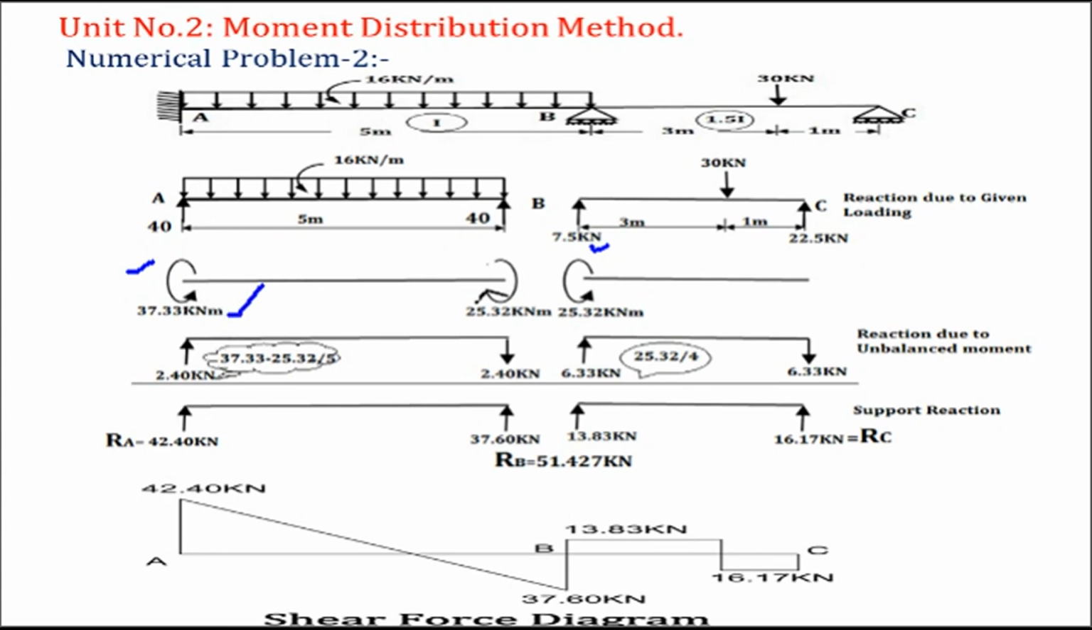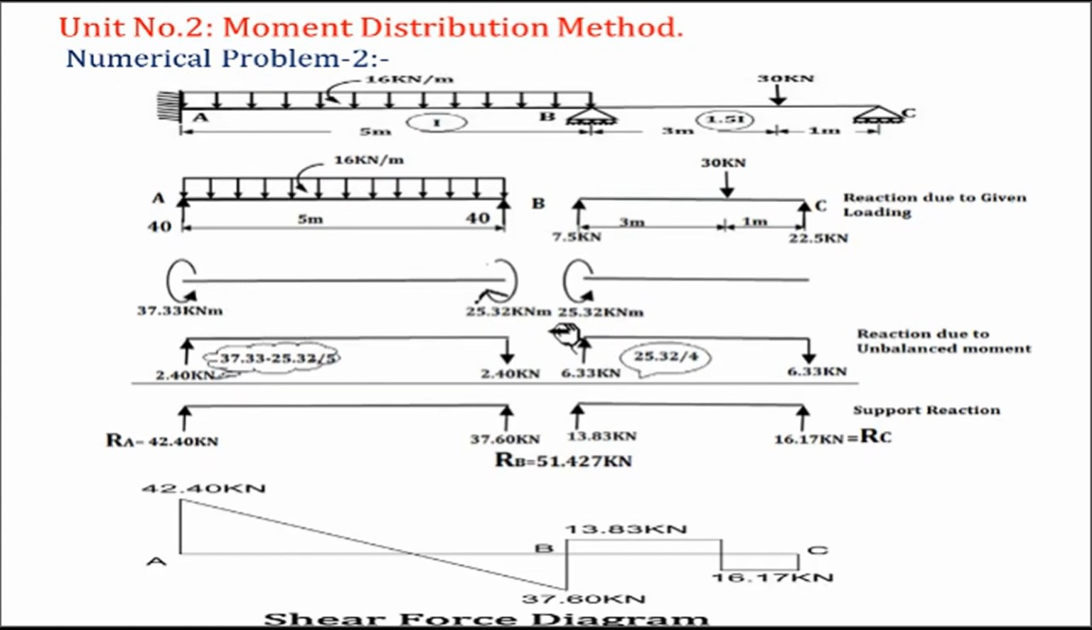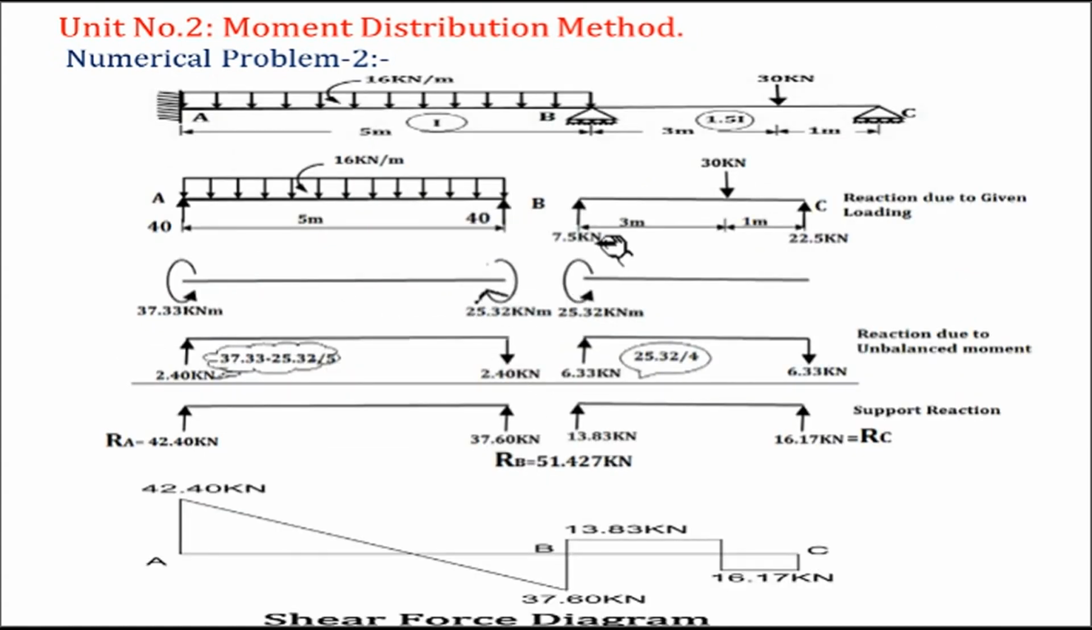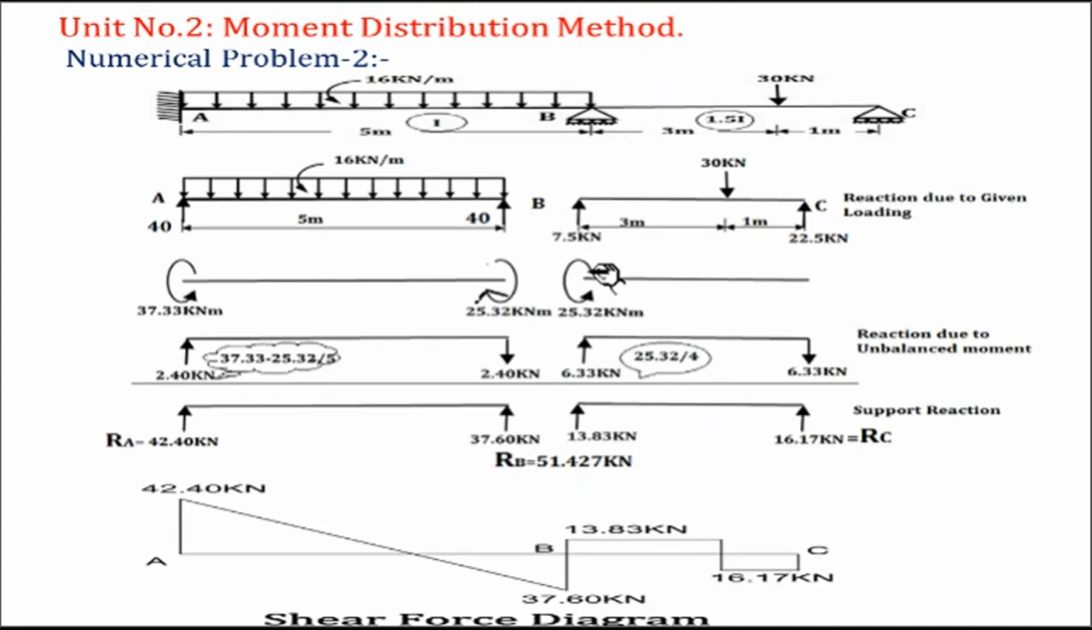So at A, end moment is 37.336 positive. Positive means you have to show anti-clockwise sense. And for end B, it is minus. That means you have to show in clockwise sense. And here again, your value is positive. That means you have to show in anti-clockwise sense. So these are the end moments. For the far end, this end is simply supported, so end moment is 0.